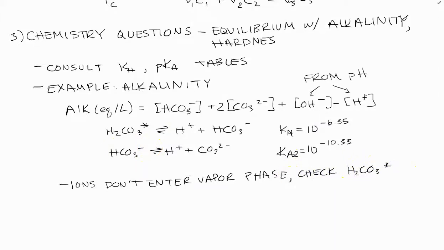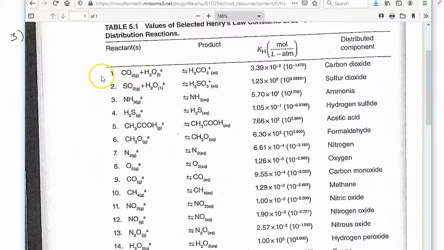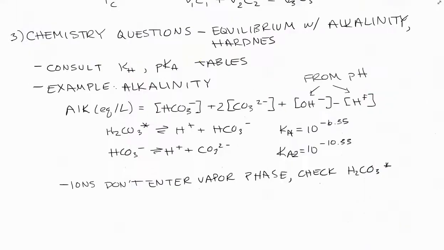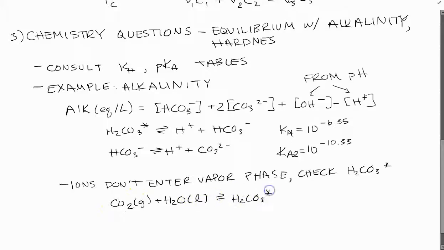And indeed, if we go to our Henry's Law table, we see carbonic acid right here is number 1, and that's going to be in equilibrium with carbon dioxide. So I could write that equation down. And remember again, this star means that it's both carbonic acid and also aqueous CO2. And then we have a KH here.